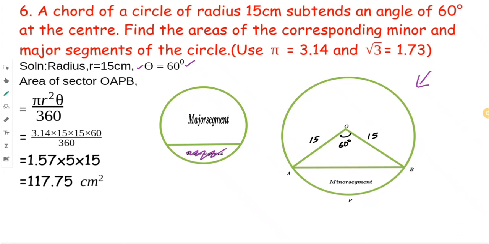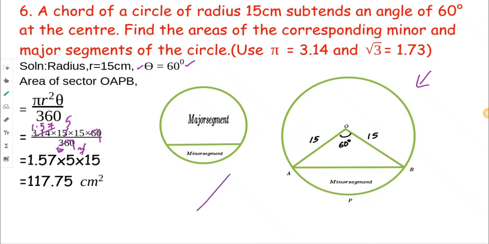Clear? Then what is the formula? Pi r squared theta by 360. Pi, they told us to use 3.14. You can already see the radius is given, so 15 into 15, theta is 60, divided by 360. So let's start the division. 6 1s are 6, 6 6s are 36. Then 3 1s are 3, 3 5s are 15, which means I'll be having 1.57 into 15 into 15, which if you multiply, you're going to get the area of the sector.